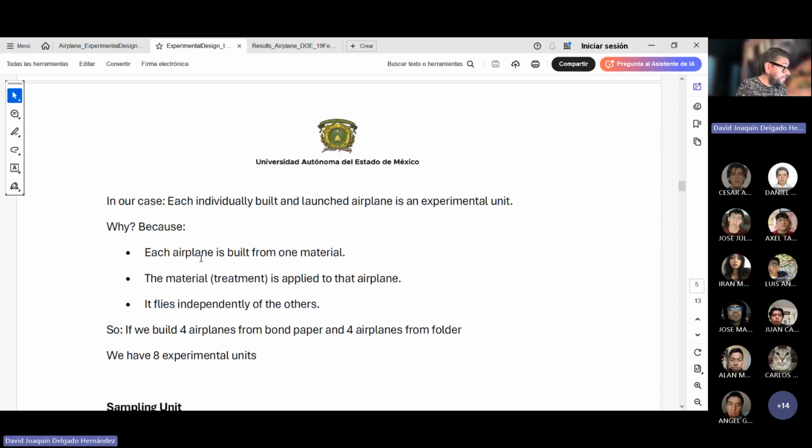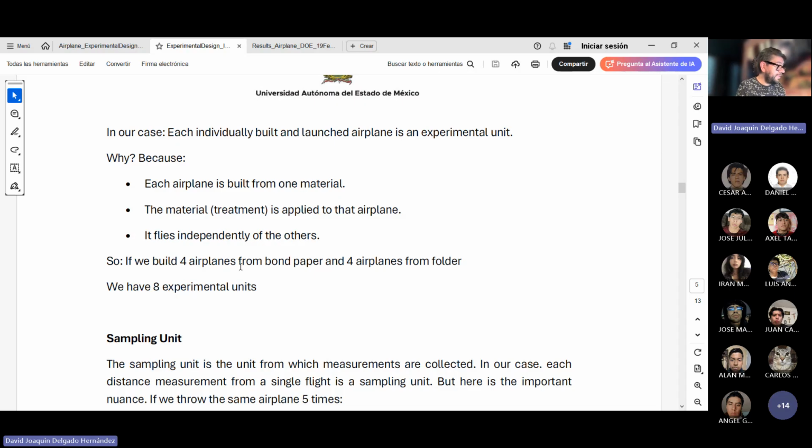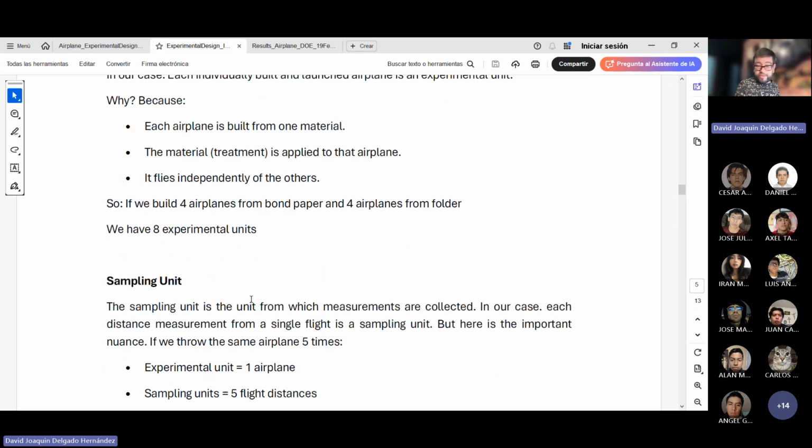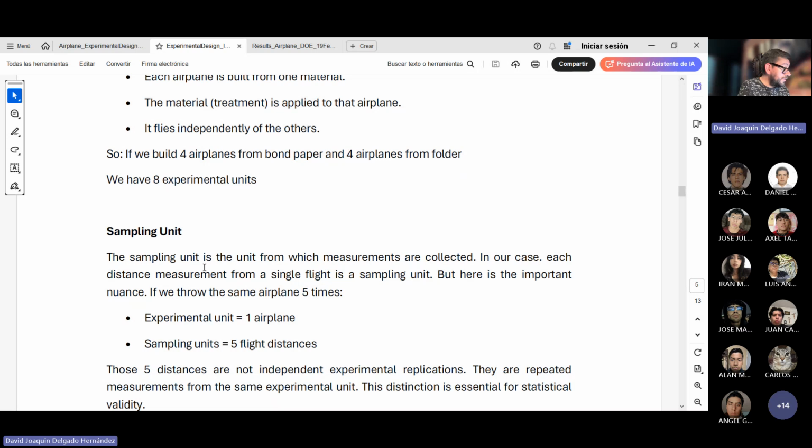Why? Because each airplane is built from one material. The material treatment is applied to that airplane, and it flies independently of the others. So I have one airplane, I throw it 3 times, and that's independent. That is an experimental unit. So if we build 4 airplanes from bond paper and 4 airplanes from folder, we have 8 experimental units. Okay, what is a sampled unit? The sampled unit is the unit from which measurements are collected. In our case, each distance measurement from a single flight is a sampling unit.